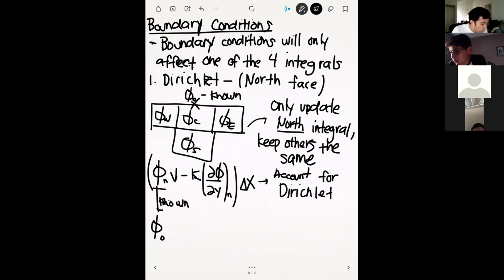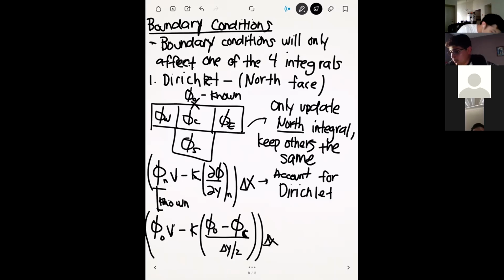Okay, so this was our known value. So we have that phi sub n becomes phi naught. And then we're going to multiply that by v. And then from there, we have to approximate our derivative at the face. There's going to be phi naught minus phi sub c, all divided by delta y divided by 2. And all that's going to be multiplied by delta x.